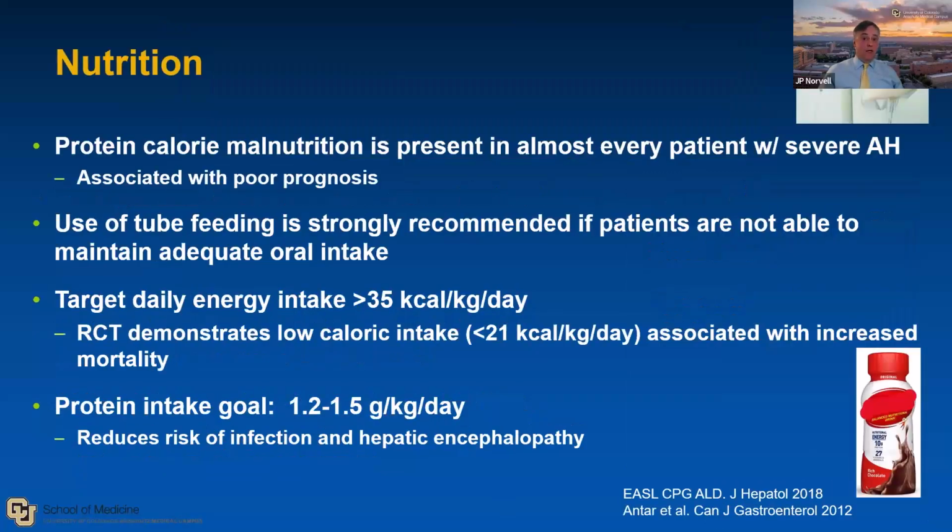Now, one of the things that we don't talk about enough, in my opinion, is nutrition. So while we use steroids all the time, I think actually addressing nutrition is much more impactful than using steroids. And basically, the reason for this is malnutrition is present in almost all of our patients that we see with severe alcoholic hepatitis, which in and of itself is also associated with a poor prognosis. We really need to be quick about using tube feeds in patients that are not meeting their goals. And we really should be shooting for high caloric intake as demonstrated there.